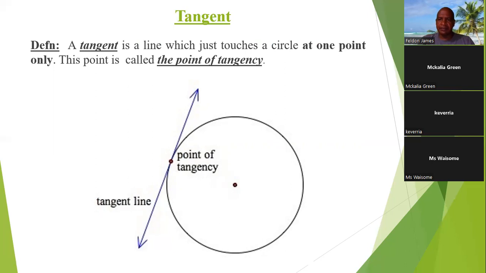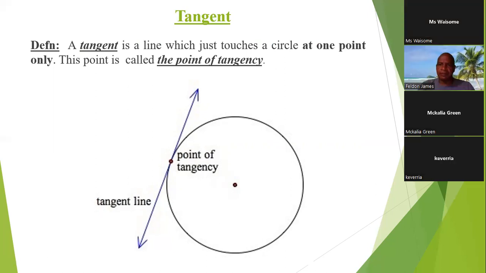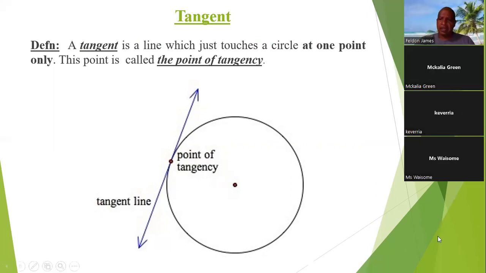Is that clear, guys? Raise your hand if it is clear, guys. Okay. All right. So based on having a line and a circle and a point of tangency, that's why we have what we call a tangent theorem. Now, in most books, they don't really separate tangent theorem from circle theorem. Most books will have the tangent theorem as a part of the circle theorem. So even though we are saying tangent theorem, it might very well be thought of as circle theorem.